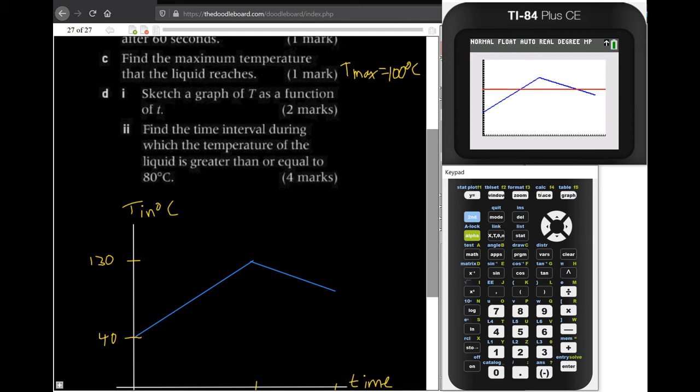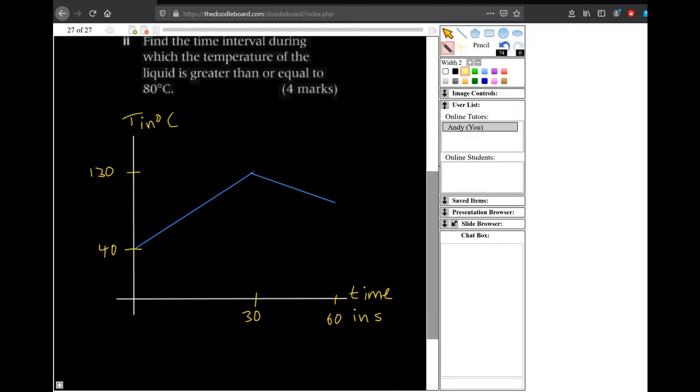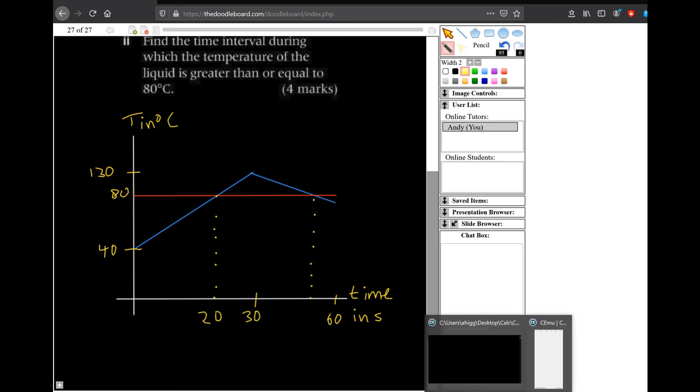So I can do second and calc and go down to number 5, which is intersect. First curve, let's move my cursor over to that. Second curve, guess, and then my intersect there is 20. So I'm going to mark the same thing on here. That's like that, that's at 80. And then that one there is at 20. And then I can work out that one as well.